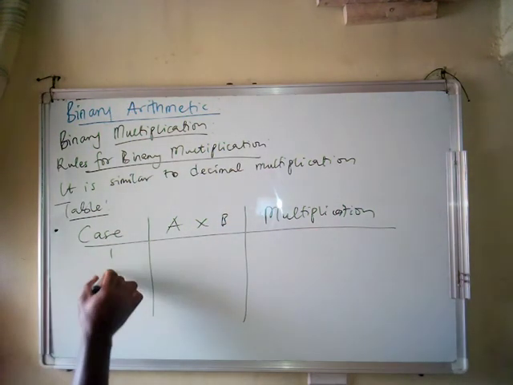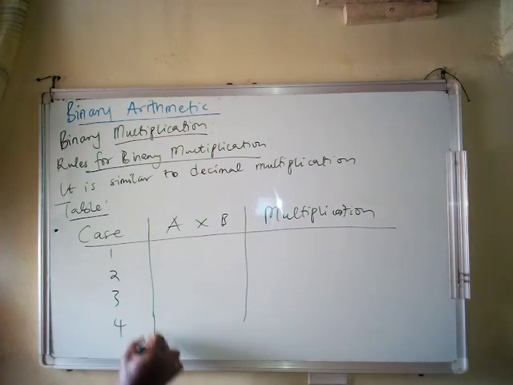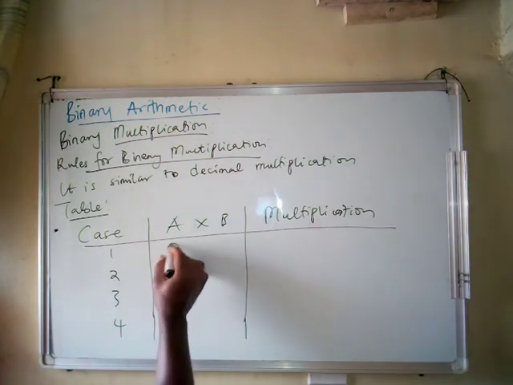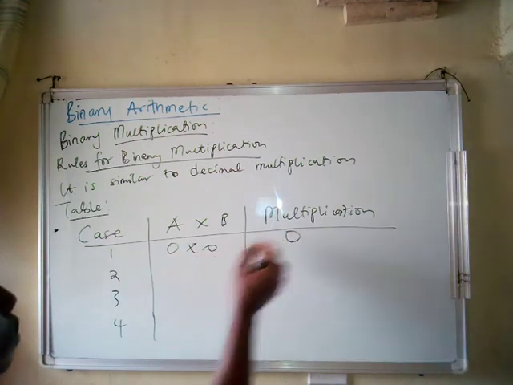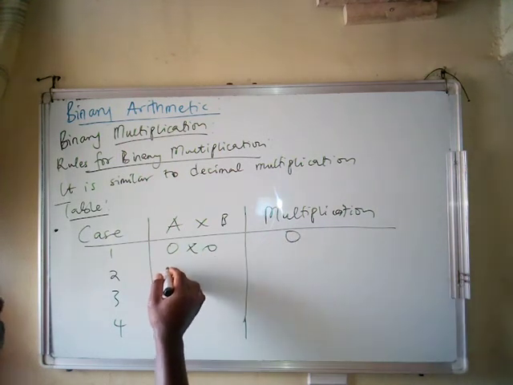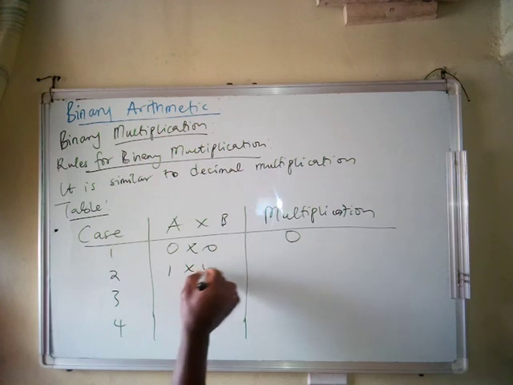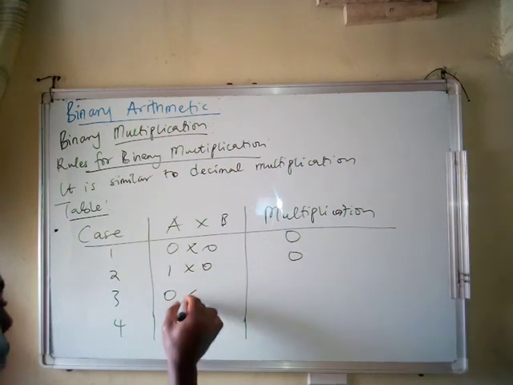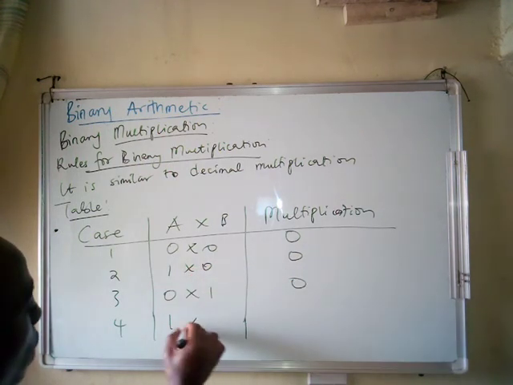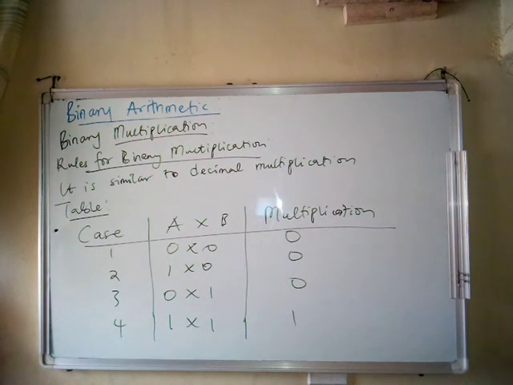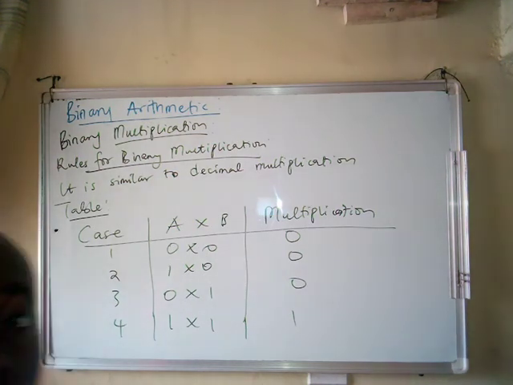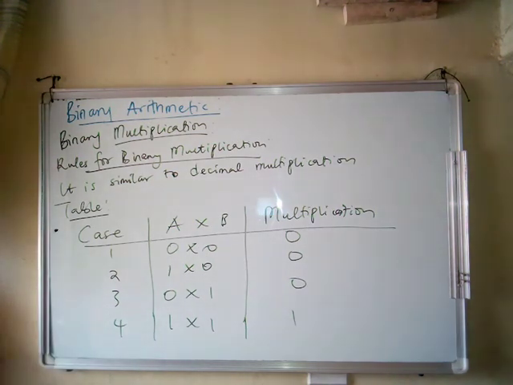Alright, so let's look at the cases that we have. So we still have 1, 2, 3, 4 cases. The first case, 0 times 0 will still give you 0. 1 times 0 will give you 0. 0 times 1, 0, while 1 times 1 will give you 1. It's that simple, alright? It's just the same thing.